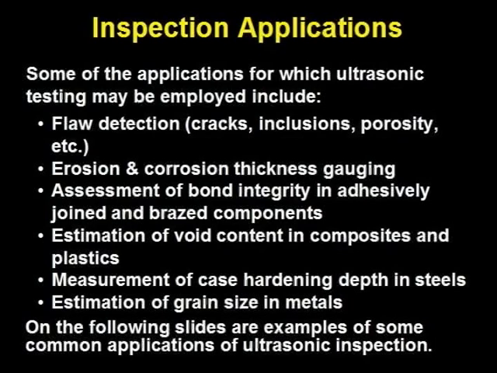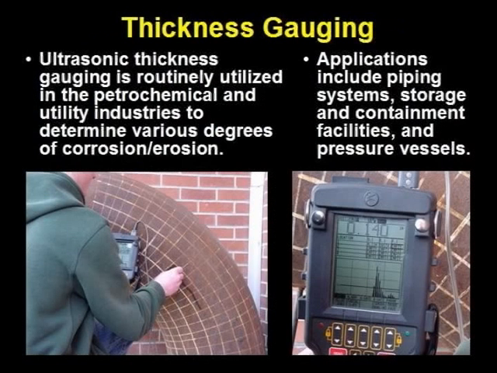The grain size of metals may be estimated. Measurement of various wave mode velocities may be used to compute the elastic constants of materials. Many other problems can be solved, depending upon the feature of interest and an understanding of how the basic principles may be applied. This slide illustrates one type of thickness gauging.